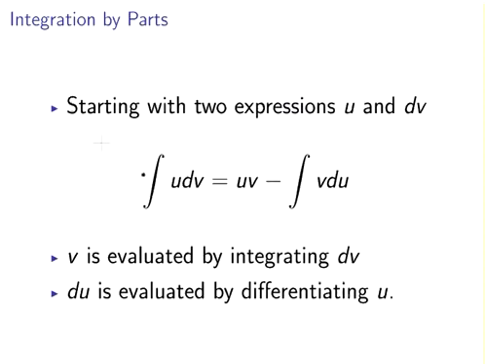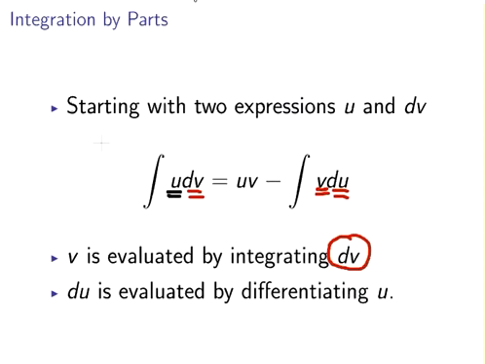So this is one term here, u, and this is the second term here, dv. And what we have to do is identify v and du from the two terms we were originally given. So we evaluate v by integrating the dv term, and du is evaluated by differentiating u.